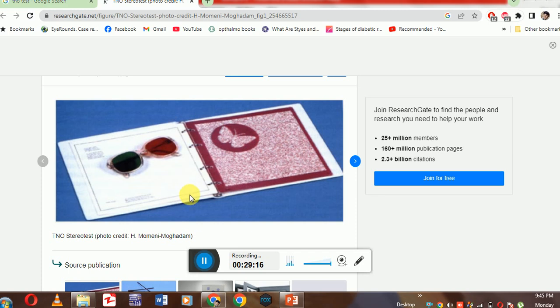The TNO stereo test is a random dot stereogram that uses red-green glasses to evaluate stereopsis. The patient wears red-green glasses to separate the images presented to each eye. The patient looks at a series of plates with hidden test items such as discs with a missing sector. The patient must guess the location of the missing quadrant in two consecutive circles to progress to the next level.